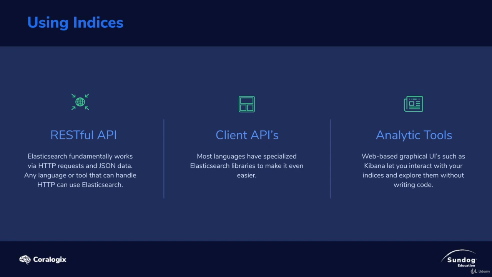So in order of low-level to higher-level API, there are RESTful queries that you can issue from whatever language you want. You can use client APIs to make things a little bit easier, or you can just use web-based UIs to get the information you need as well. So those are the basic concepts of how Elasticsearch is structured and how you interface with it. With that under our belt, we can talk more about how it works under the hood and how its architecture works.